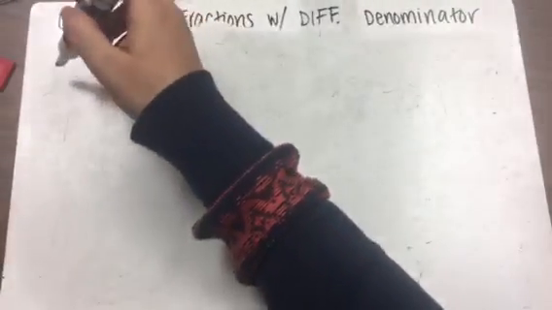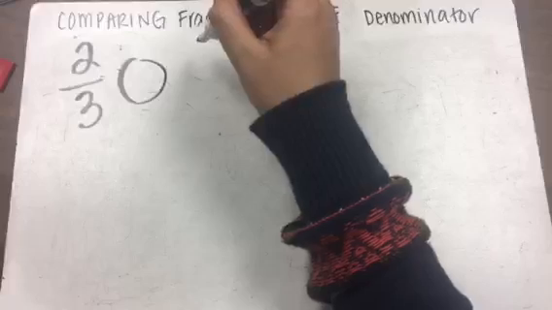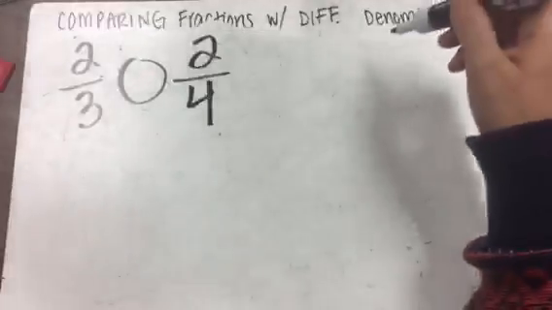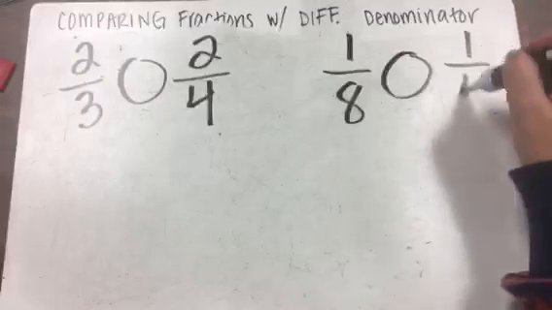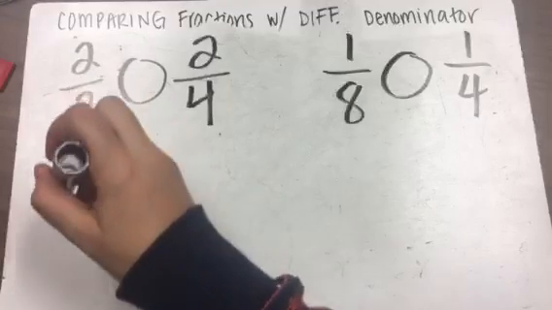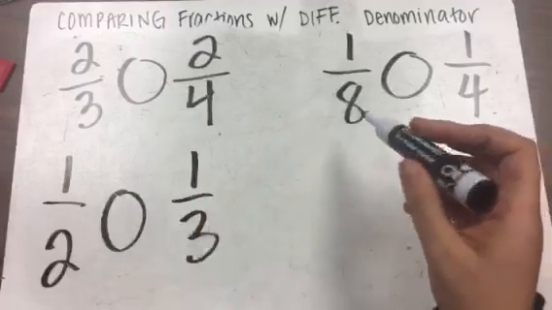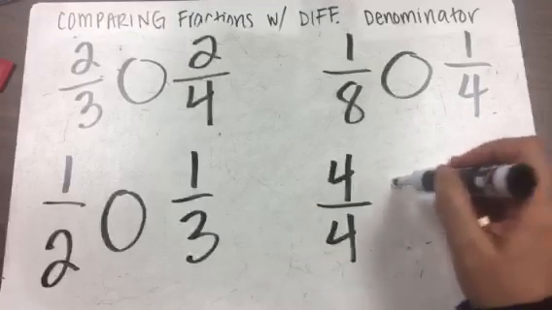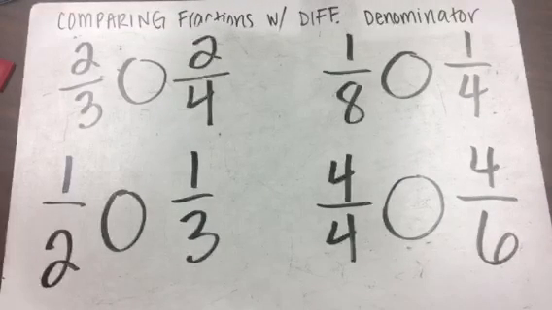Okay, so we have 2/3 and 2/4. Then we have 1/8 and 1/4. Then we have 1/2 and 1/3. And finally, we have 4/4 and 4/6. Okay.